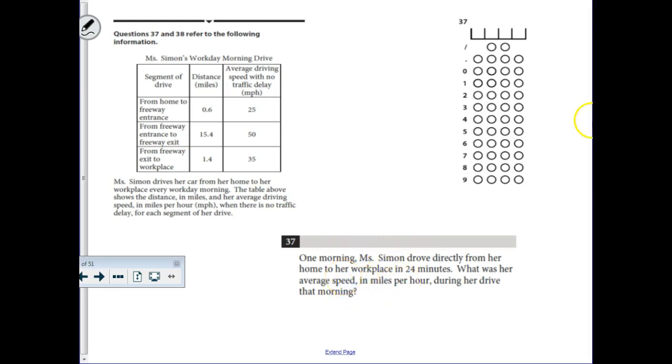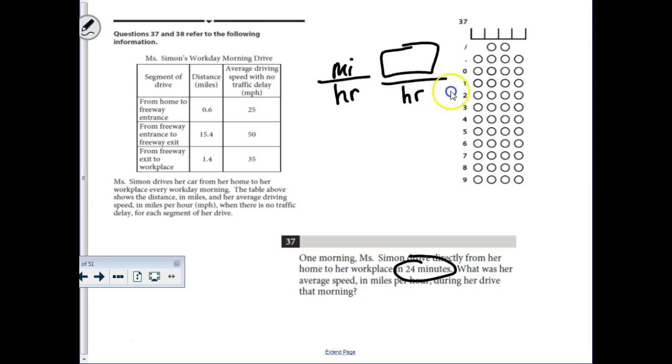From her home to her workplace. So she has to go from her home to the freeway entrance to the exit, and then freeway exit to the workplace. So she's got to do all of these, right? And this is her average driving speed with no traffic delay. This is how many minutes, and they want to know speed in miles per hour. So what that tells me is we have to figure out how many miles she drove and divide it by how many hours it took her to drive there.